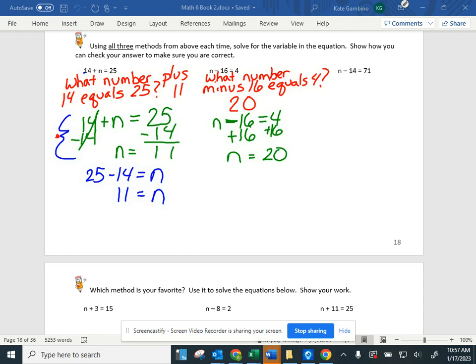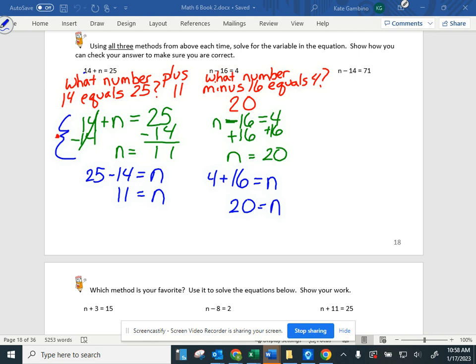Now we're going to do our fact family. So if we want it to equal n, we would do 4 plus 16, just like we had up here. 4 plus 16 equals my n of 20.